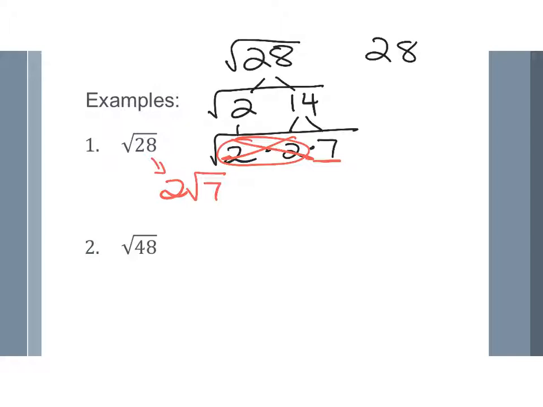Now, for those of you who really know your factors fast, and have memorized that the perfect squares are 1, 4, 9, 16, 25, 36, if you can find two numbers where one of them is a perfect square, then you really don't have to do the whole tree. I could just square root the 4 right here and get 2 radical 7. So if you can come up with a factor that's a perfect square, you can square root it and pull it out.